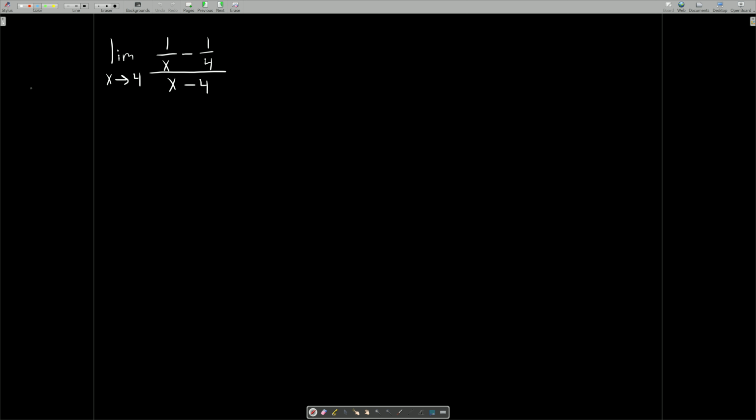This problem here is an example of finding the common denominator. You usually find fractions like this, and that's how you'll know to use the common denominator. The first step when you're evaluating limits is always to use direct substitution. You get 1 over 4 minus 1 over 4 over 4 minus 4. You get 0 over 0 again. That means we'll need to simplify it.